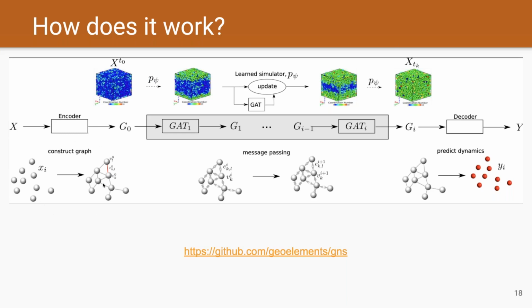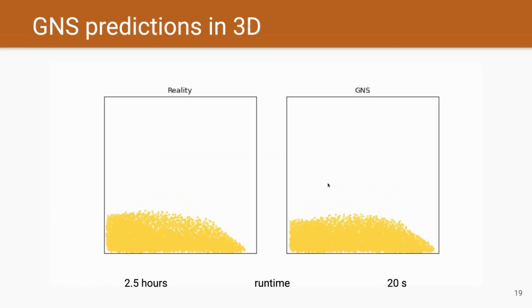Once we construct the graph, we then use message passing. Message passing is basically propagating that information from one node to its neighboring nodes, and we do that up to n steps, and finally we do a decoder step where we go from the latent space in the graph finally to the dynamics. By training the graph network on multiple simulations, we are able to generalize it really well.